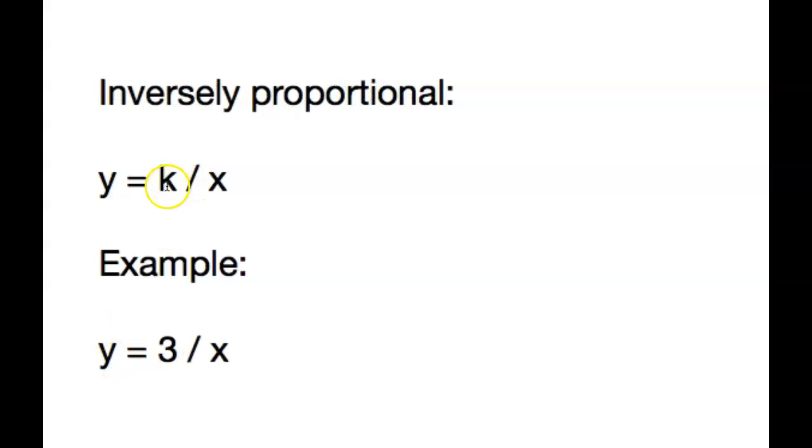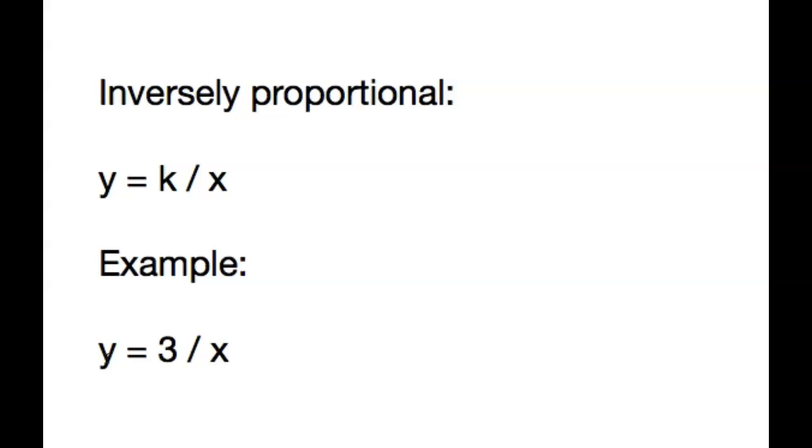If x and y are inversely proportional, then assuming that k is positive, as x gets bigger, y gets smaller. So for example, if x is 1, y is 3. If x increases to 3, then y decreases to 1.